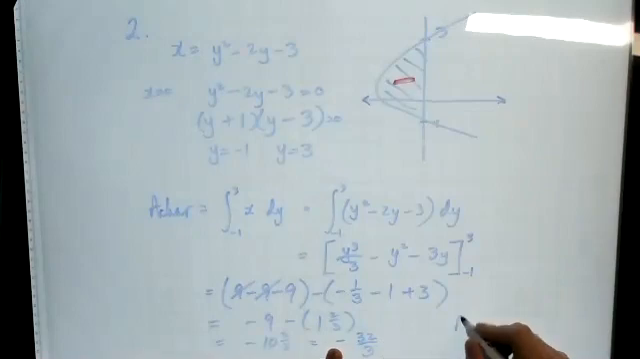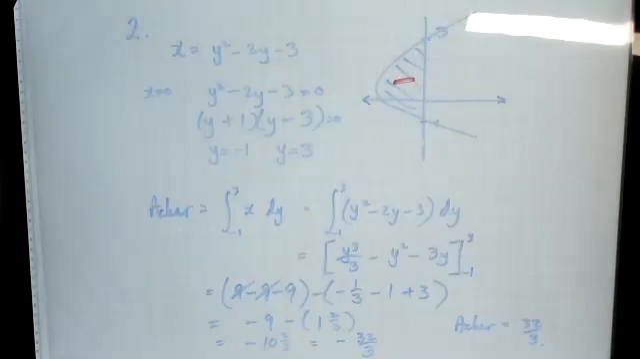Okay, so the area is the quadrant, 32 over 3. And then, okay, listen. Yeah, right.